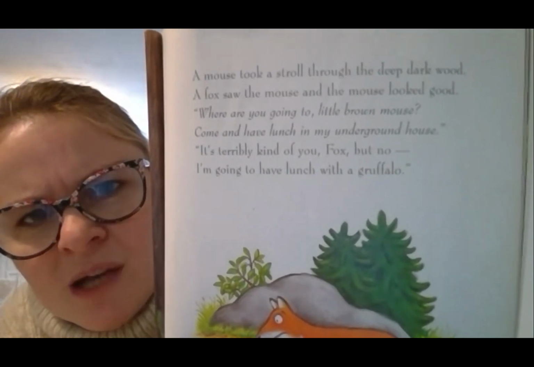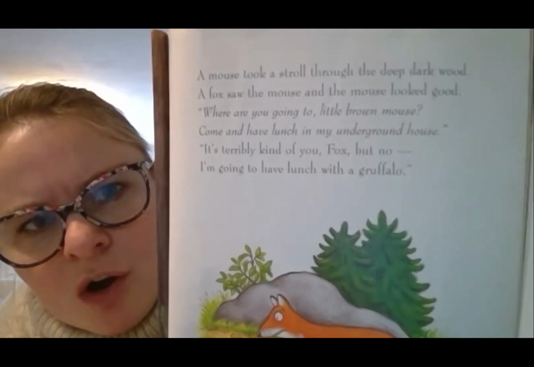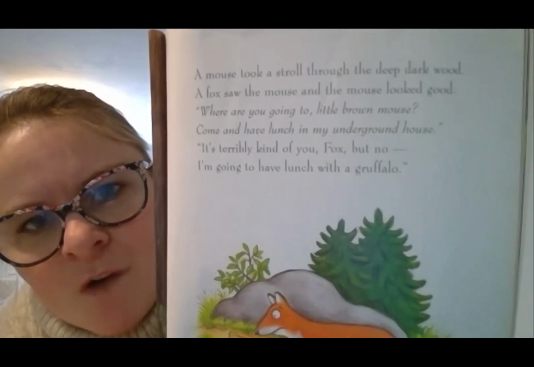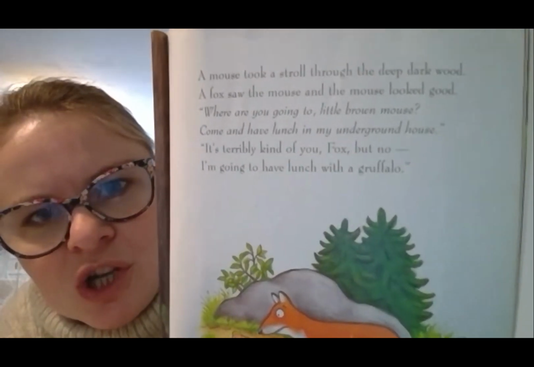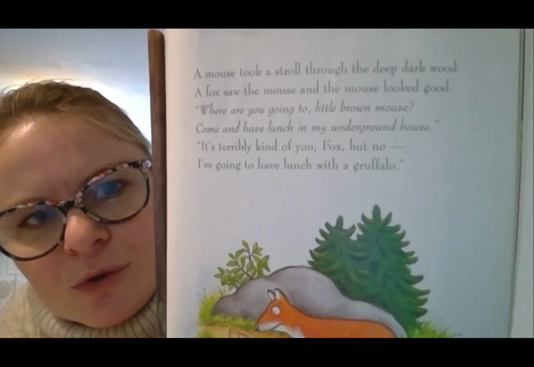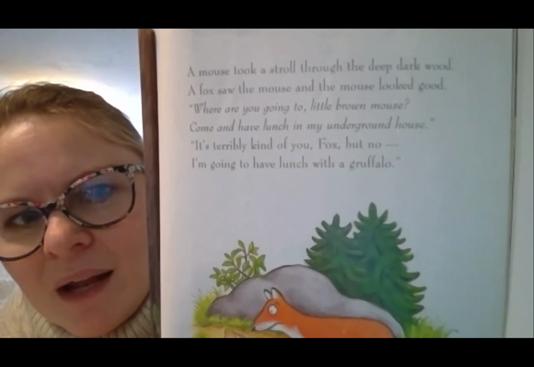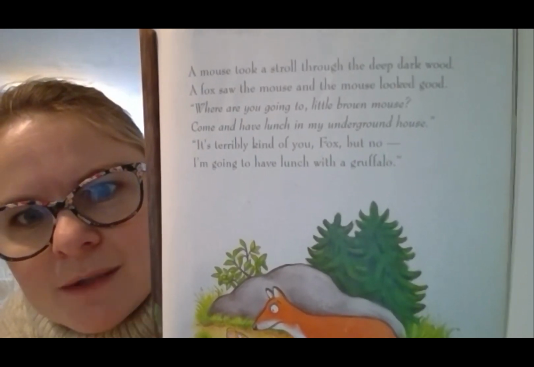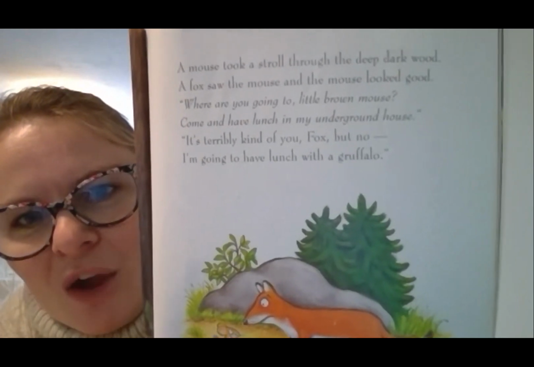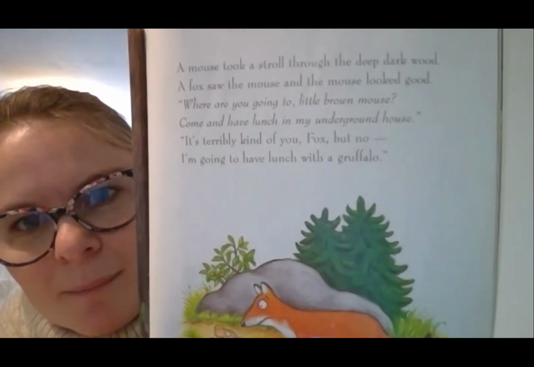I'll read it one more time. A mouse took a stroll through the deep, dark wood. A fox saw the mouse, and the mouse looked good. Where are you going to, little brown mouse? Come and have lunch in my underground house. Pause the video. Can you point and find the command?